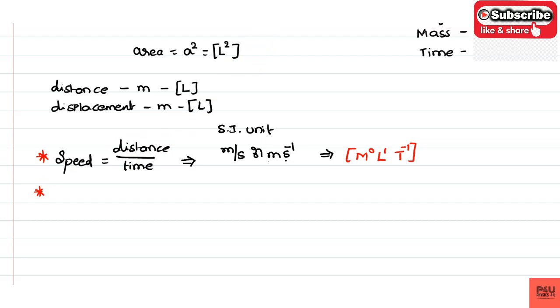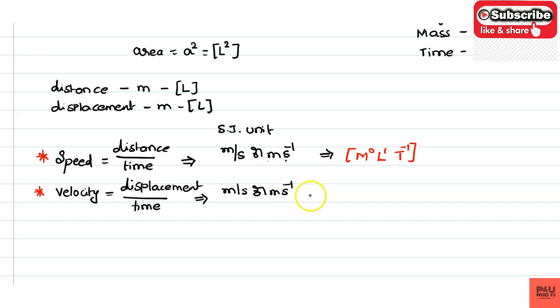Next one, velocity. What is the main difference between speed and velocity? Velocity is nothing but speed in a particular direction. So speed and velocity have the same units and the same dimensions. That's why I am writing the same unit and the same dimensional formula.